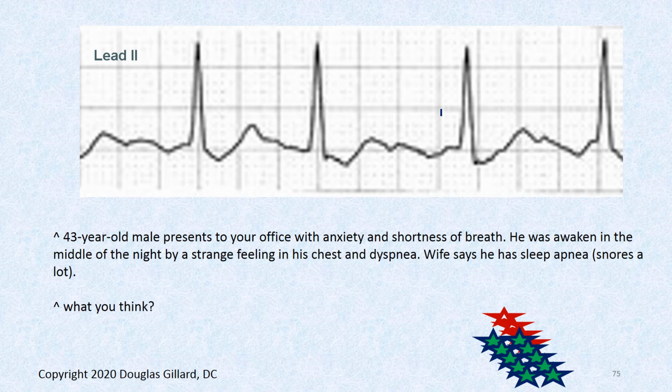Now, a 43-year-old male presents to your office with anxiety and shortness of breath. He woke up in the middle of the night. He's a snorer. His wife took him into the ER. He has been diagnosed with sleep apnea. Here's a blow-up of lead 2.